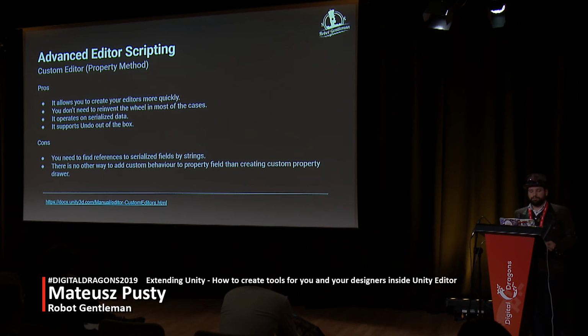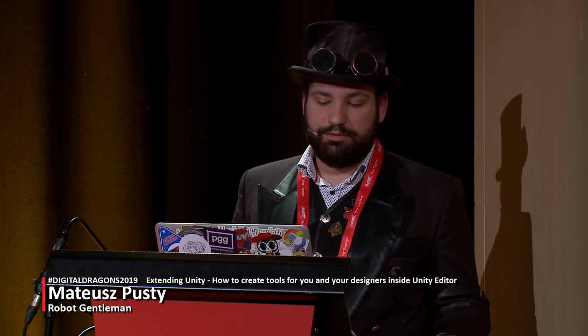But if you use a property method, Unity handles most of this stuff automatically, so we just tell Unity that there is a property, and Unity will know what type of property it is and what type of field should be displayed. It also will take into account the attributes you have put on your variables. You don't need to reinvent the wheel thanks to that. And undo works, so that's also cool.